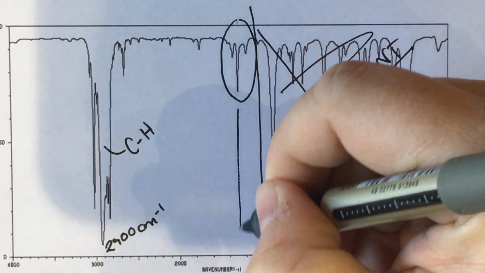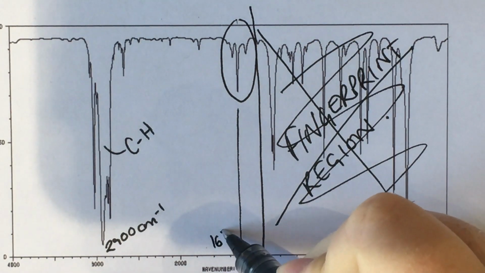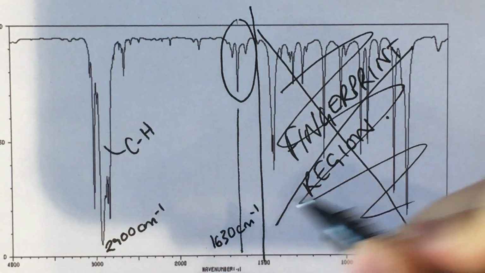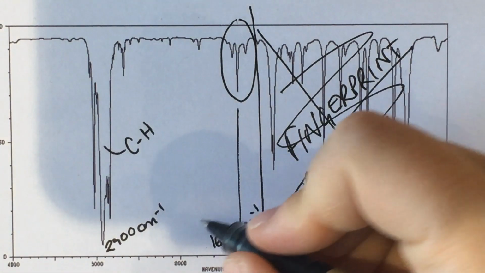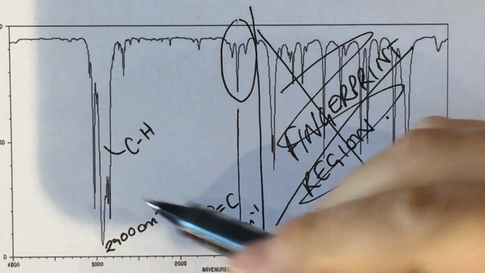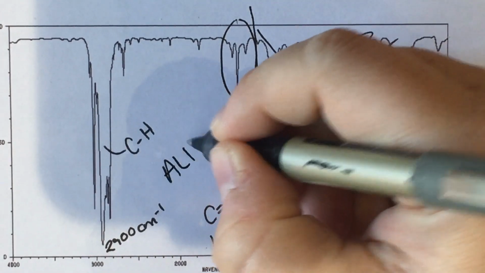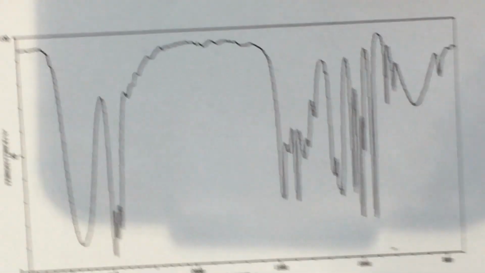So that peak is at around 1630-ish wave numbers. And if you look on your data sheet, you can see that for a hydrocarbon, the only thing that can be is a carbon-carbon double bond, which means that this molecule is an alkene. Next one along.